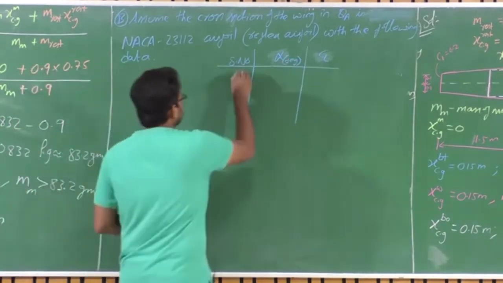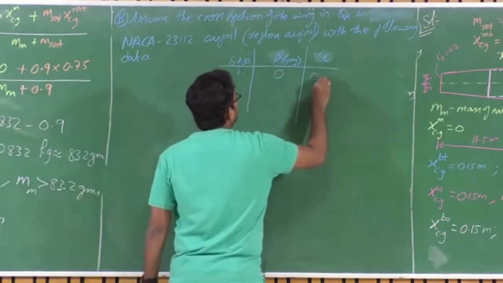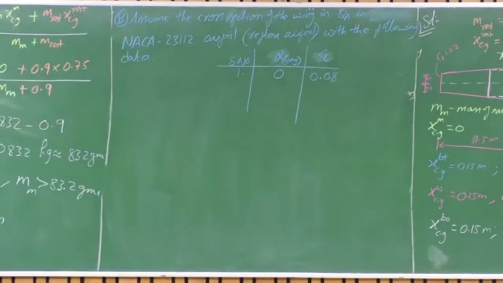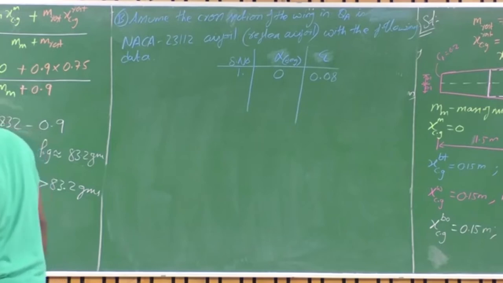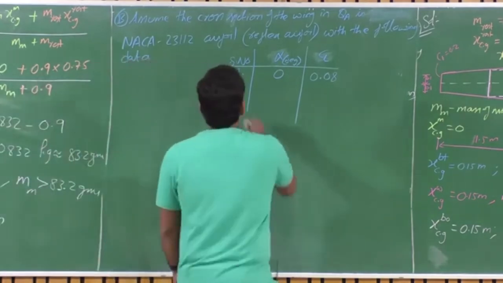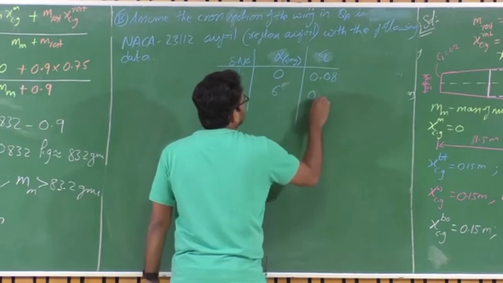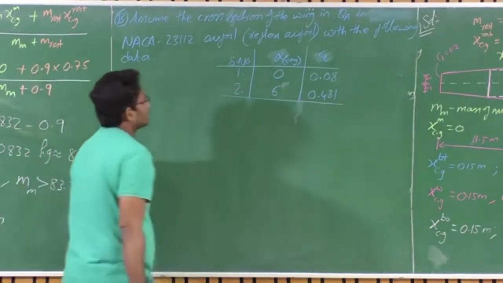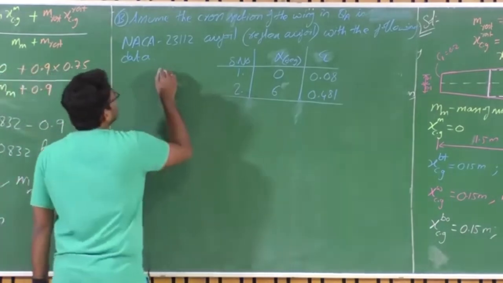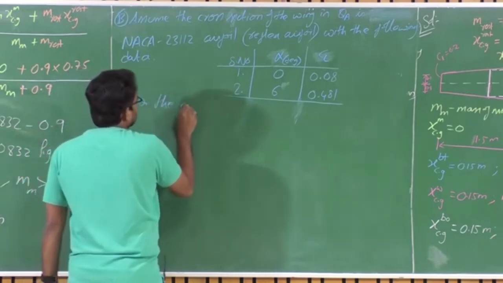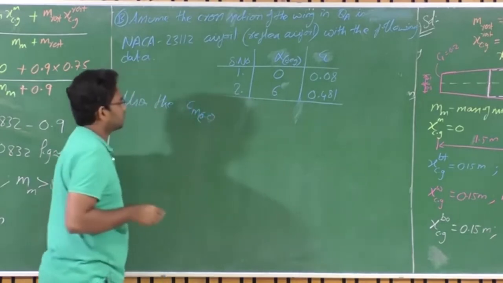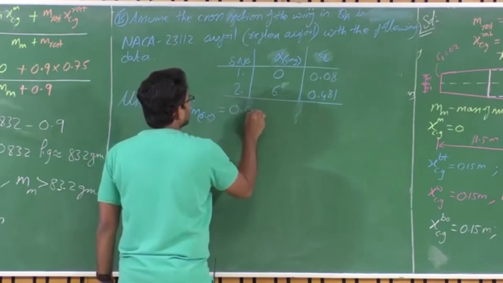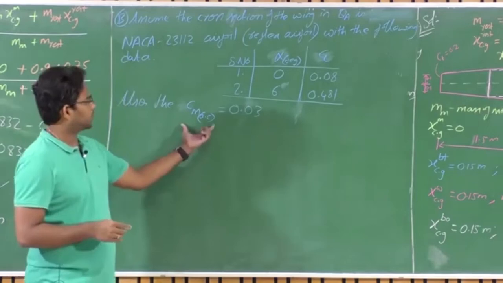Okay. So first, at 0 degrees angle of attack, CL is approximately 0.08. And at 6 degrees angle of attack, it is 0.481. Okay, so this is the data given for the airfoil. And also the CM about the aerodynamic center, or CM c/4. So more or less the same, unless there is a huge deviation. So CM c/4 is close to 0.03.